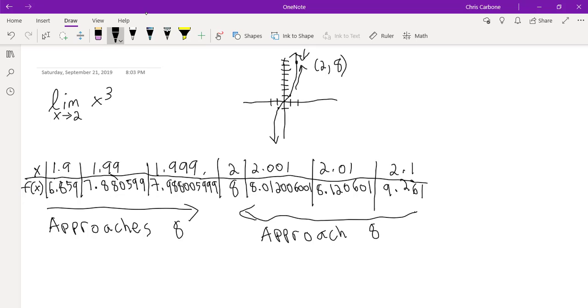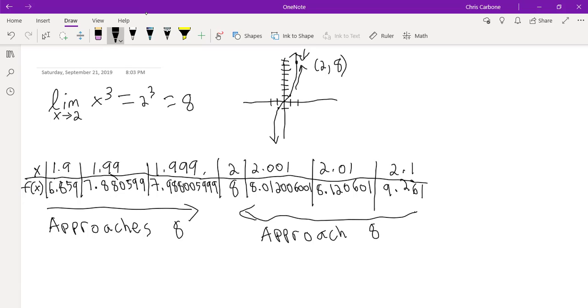So since we have no obstacle of it, and we could see that going from the left approaches the 8 and from the right approaches 8, so this limit here again must be 8. And we could simply just look at from the algebraic point of view with the limit as x approaches 2 of x cubed. Again, since there are no values of x that x cubed is not defined, we could just plug the 2 in. So this is equal to 2 cubed, which again is 8.